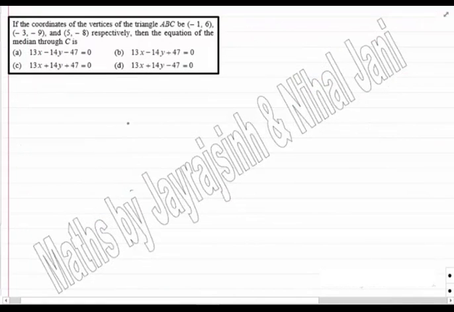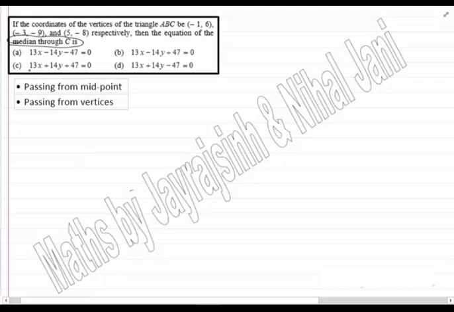Let's see the next question. If the coordinate of vertices of triangle ABC are as given respectively, then the equation of median through point C is dash. Okay, first of all, let me remind you the property of median so you can understand the question properly. Median is the line which is passing from the midpoint and the vertex. Our median is passing from C, so it must be passing from the opposite edge, which is AB.